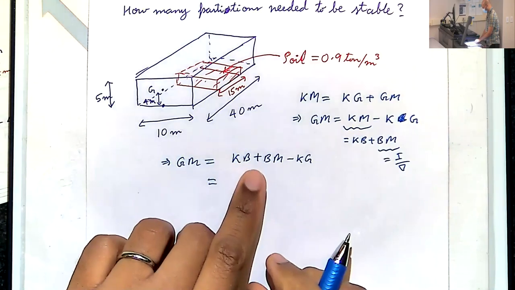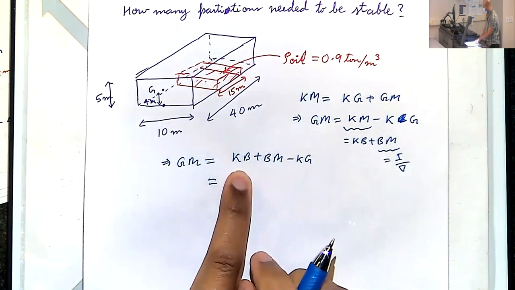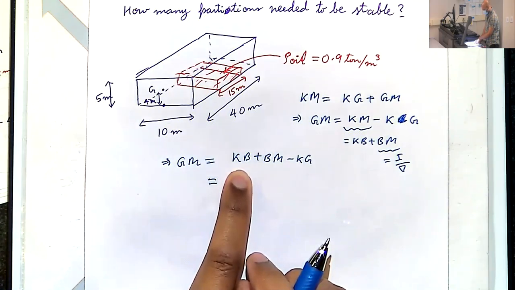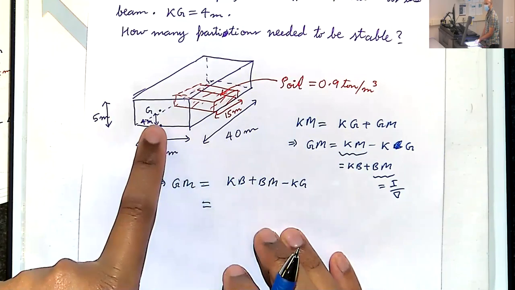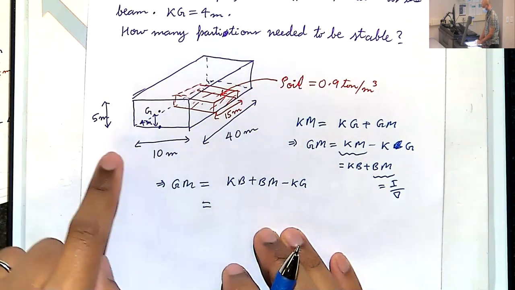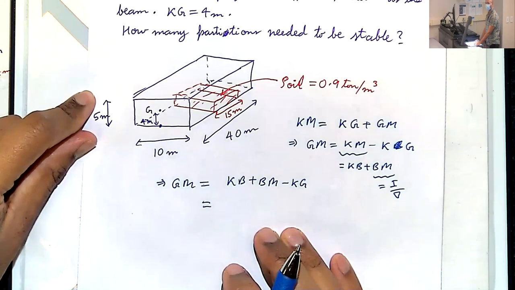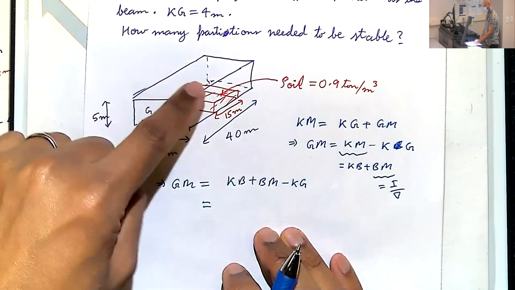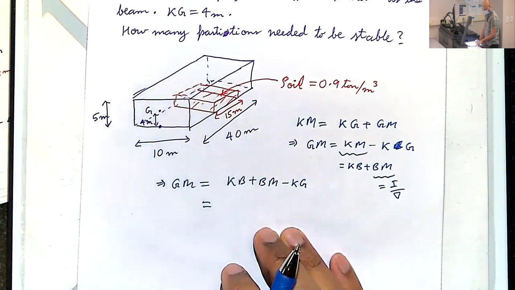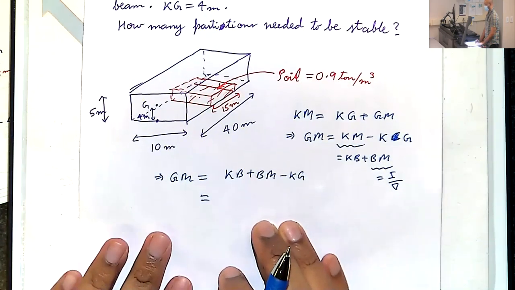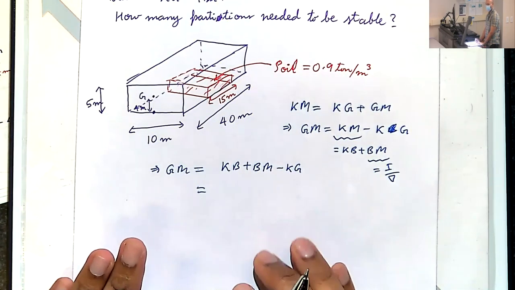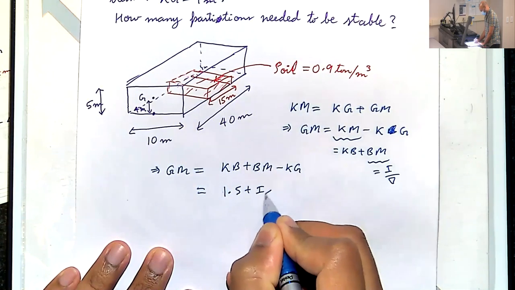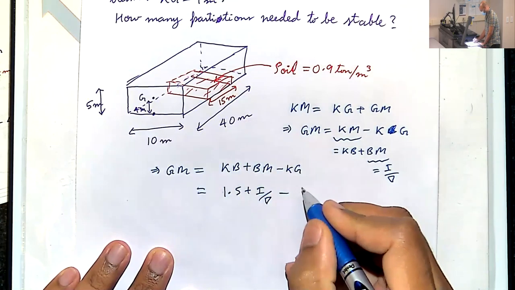Okay, what's the value of KB? Think about this. This is a 2.5. This is a rectangular draft. Depth is 5. So the waterline is not up to the top. That's the deck. We're given the draft is 3 meters. So KB is 1.5, right? So 3 by 2. KM is 1.5 plus I over Nabla. KG is given, it's 4.